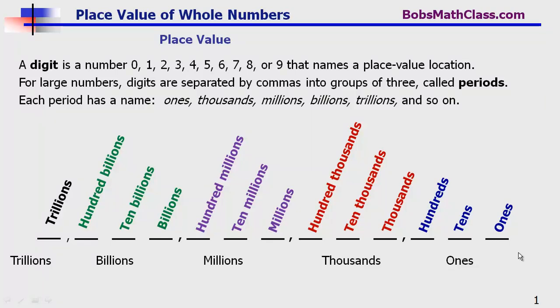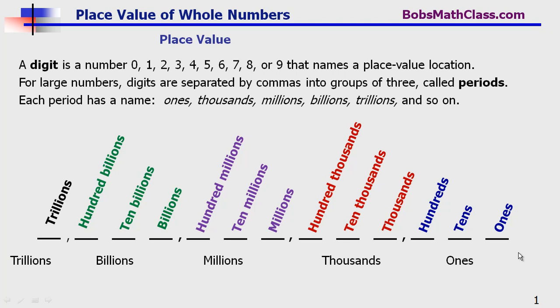Welcome. This is a video on place value of whole numbers. Place value. A digit is a number 0 through 9 that names a place value location. For large numbers, digits are separated by commas into groups of 3 called periods.